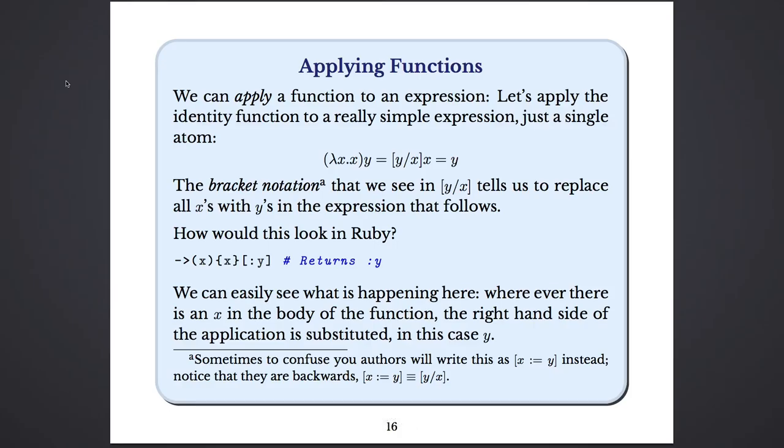So when we actually write out an application of a function to an expression, say we wanted to apply the identity to y, the syntax that you usually use is this bracket notation. And what you're saying is basically, for every x in the expression that follows, stick a y there. Because what you're doing is applying this and sticking in that. And of course that becomes y, because it just passes through.